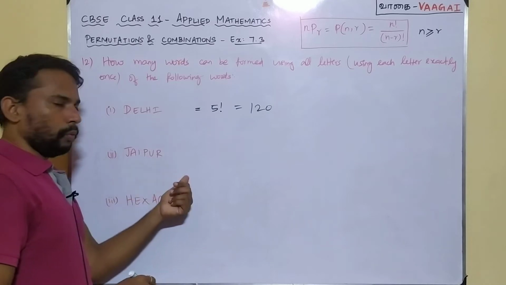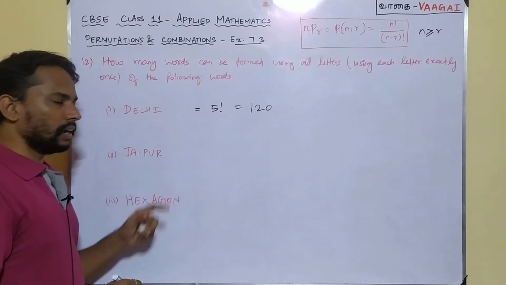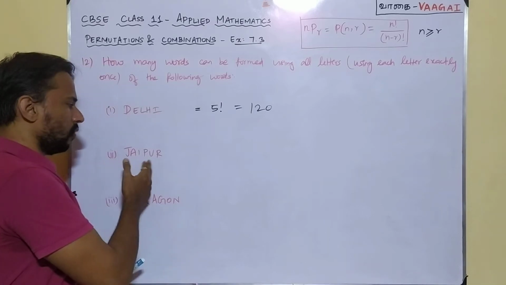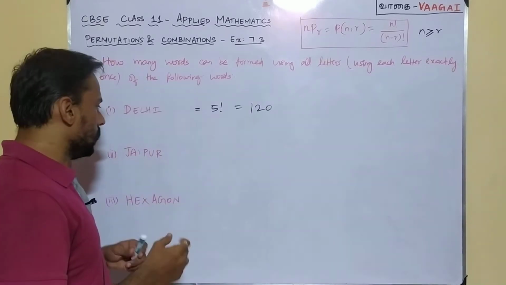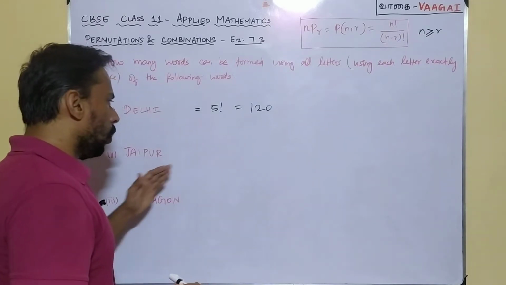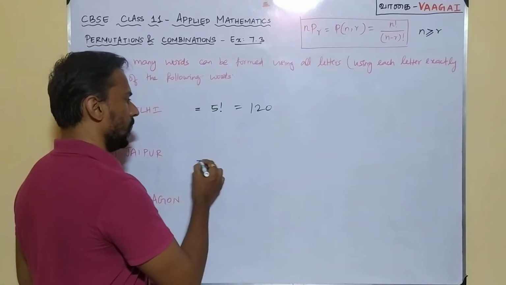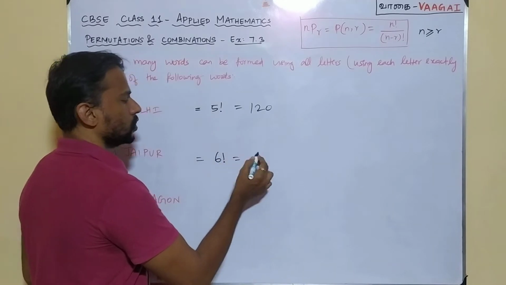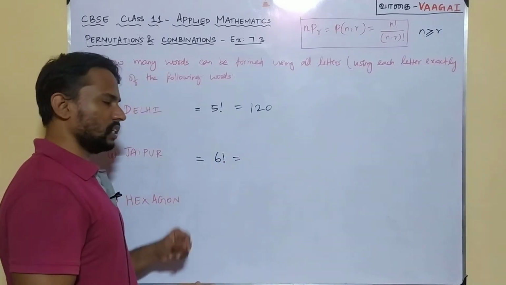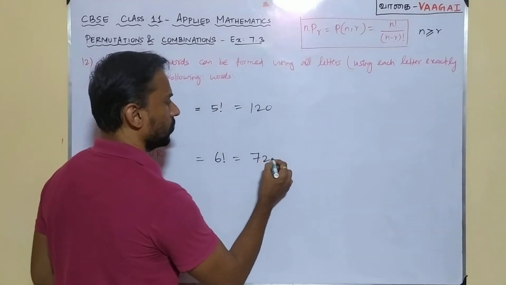Here we have the word Jaipur, right? How many letters are here? There are 6 letters: 1, 2, 3, 4, 5, 6. And again we don't have any letters repeated. So how many ways can you arrange them? This will have 6 factorial ways. All 6 are distinct letters. That's it, 6 factorial ways, and the answer is going to be 720.